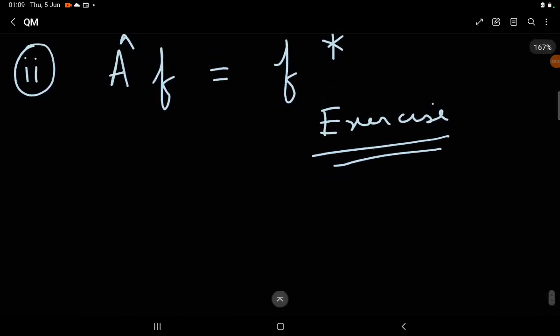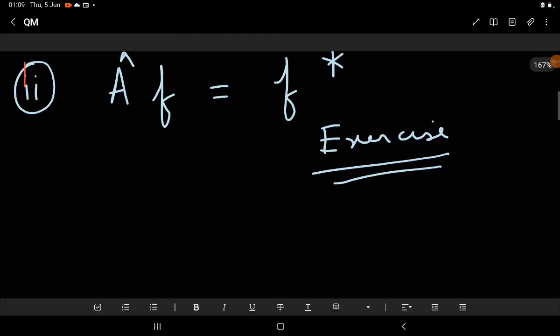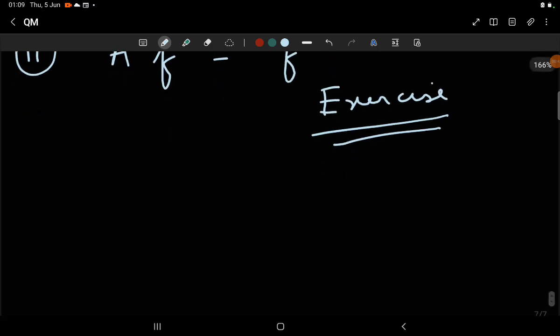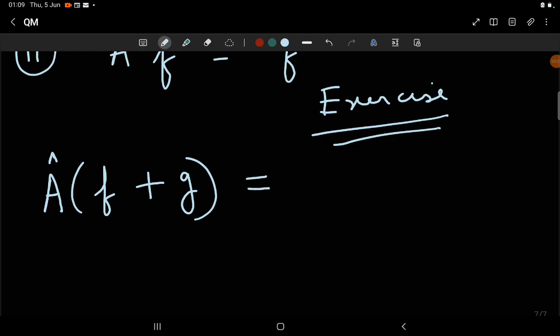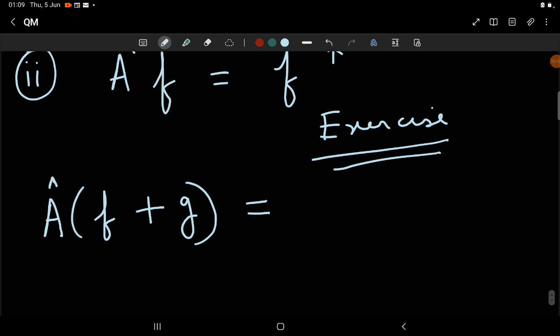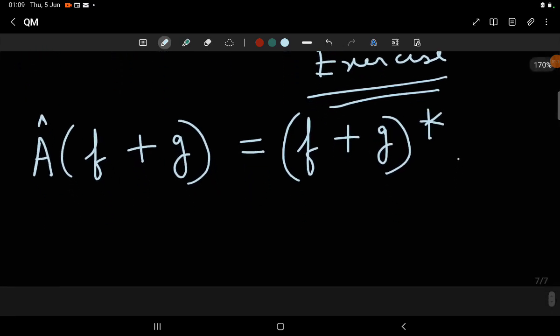And if you check for the linearity, we proceed as we did for the previous case. We start with two complex functions, f and g, and operate on the sum of the functions with the operator A. So it's actually (f plus g) whole star, the complex conjugate of the sum of f and g.